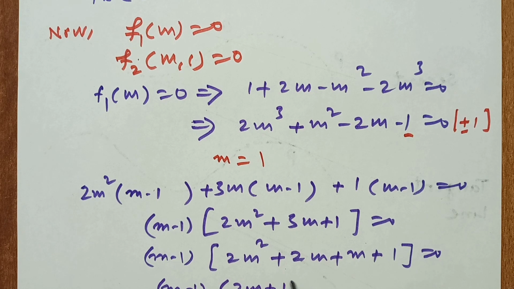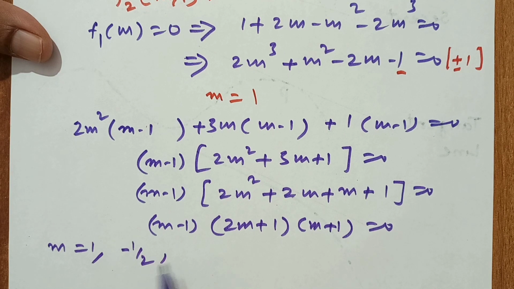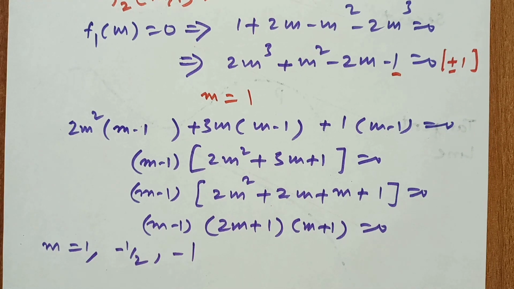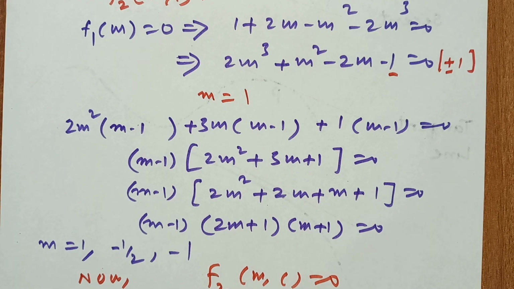2m plus 1 and m plus 1 equal to 0. It means the value of m is equal to 1, minus 1, and minus 1 by 2. So now, corresponding values of m, from phi 2 mc is equal to 0. What is the value of phi 2 mc is equal to 0?